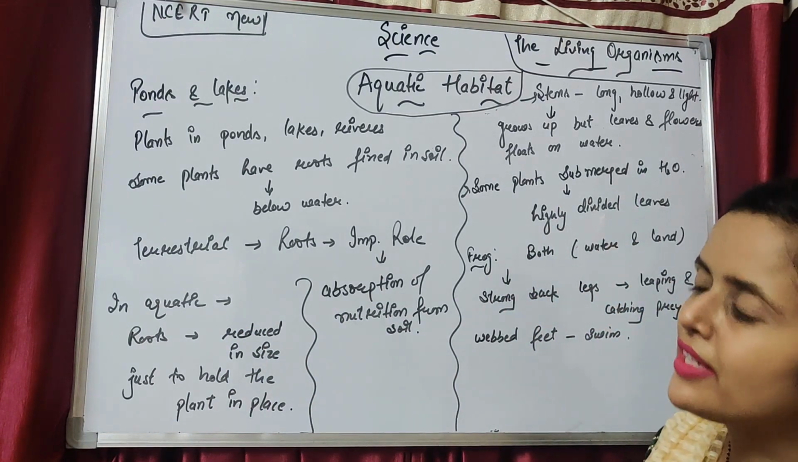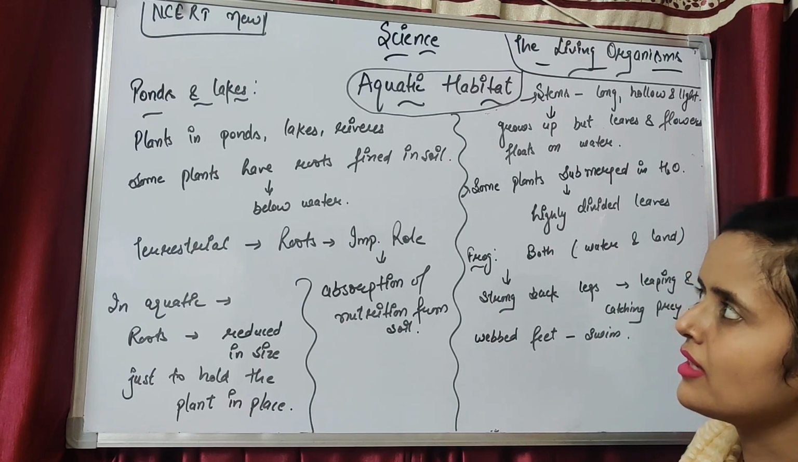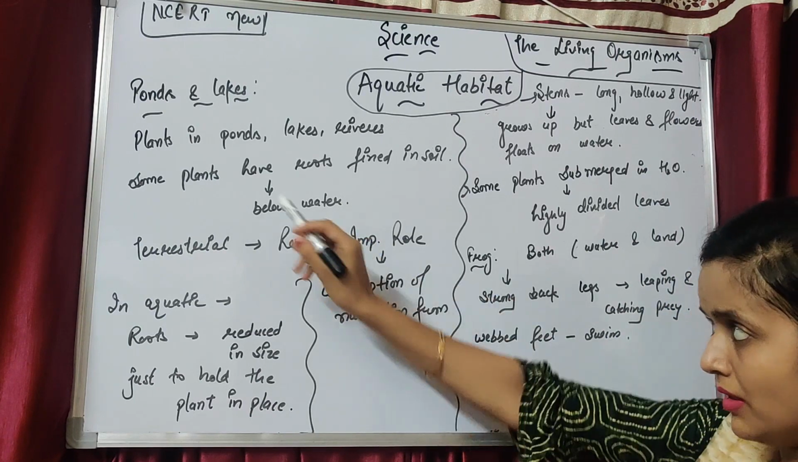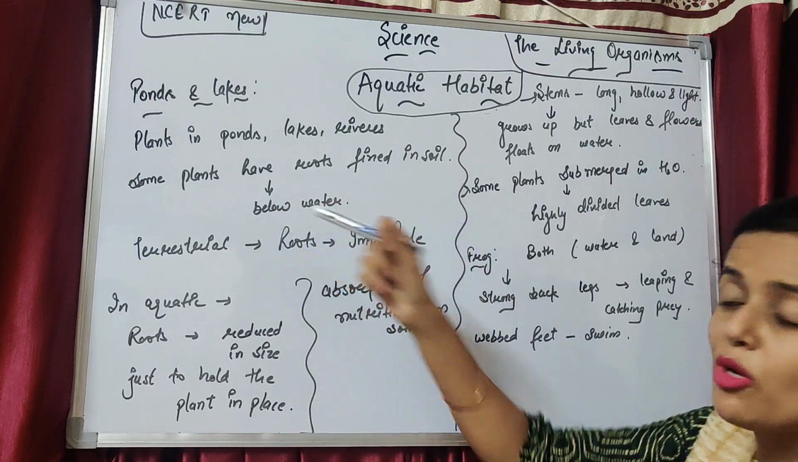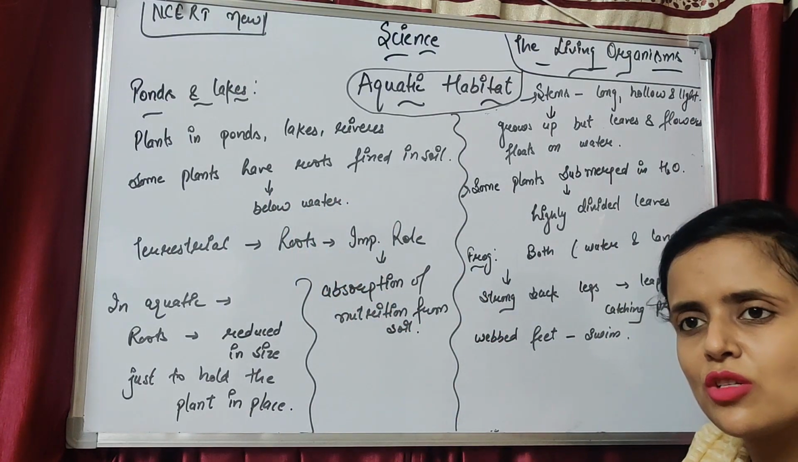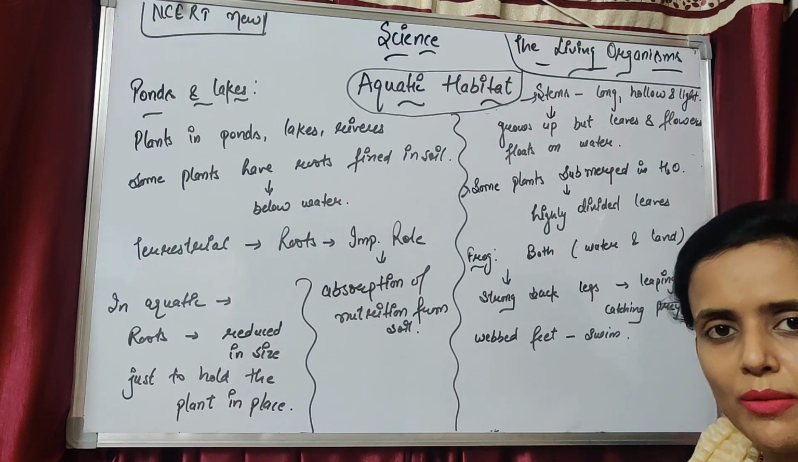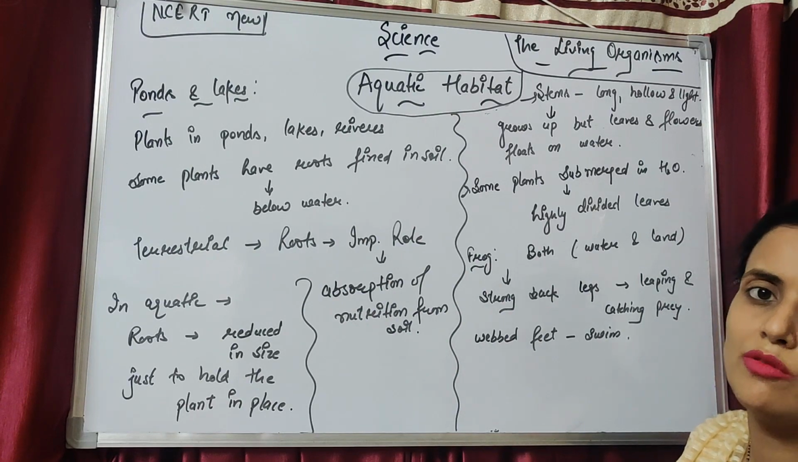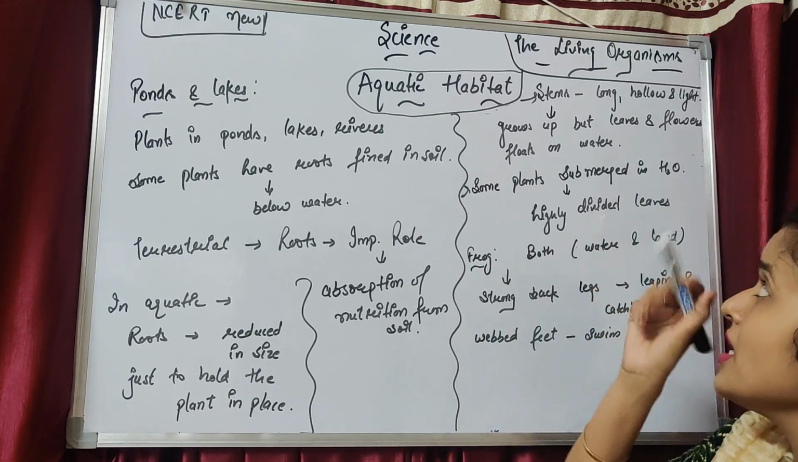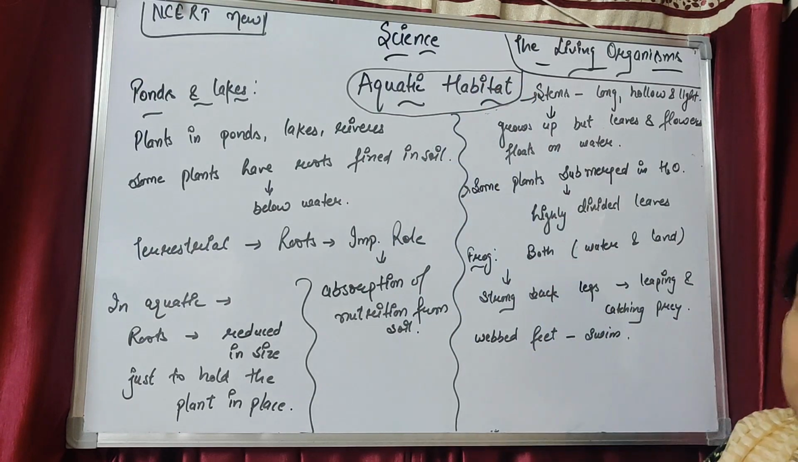So there are different types of plants present in aquatic ponds and lakes. The roots are fixed in the soil below the water. We will not be able to see the roots of the plant above the water, on the surface. Okay, so now, how about the stems of these plants?